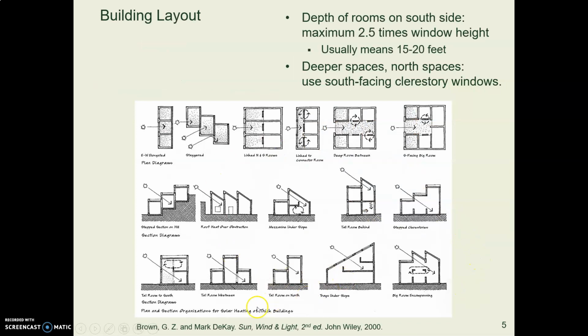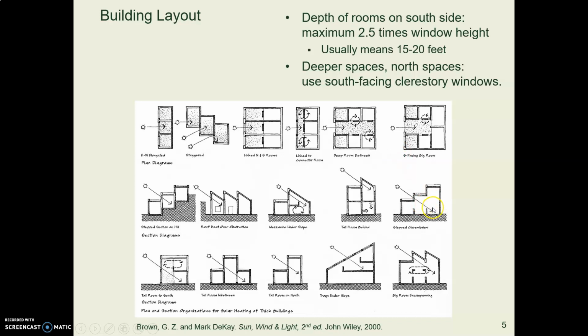Here are some diagrams from Charlie Brown at the U of O Energy Lab. And what he's showing us here is that, as the words say up at the top of the screen, because of the angle of the sunlight, in general, the sun will reach into the room about 2.5 times as far as the top of the window is high. So think about that. If you have a long, deep space, the sun is not going to be able to reach to the back of the space.